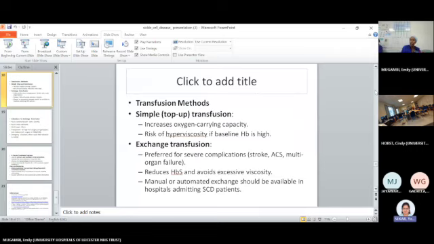As for the automated one, it removes the plasma, leukocytes, and platelets, and that is given back. Only red cells are exchanged. The risk of hyperviscosity with exchange transfusion is lower.